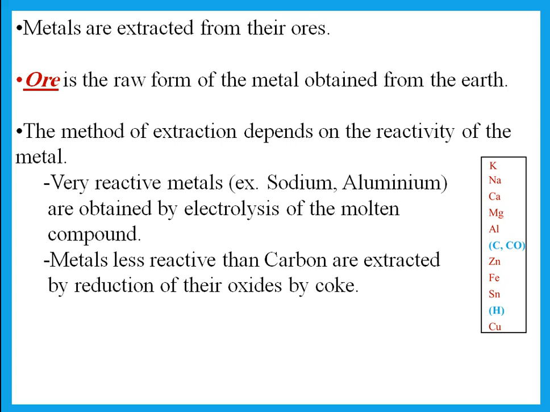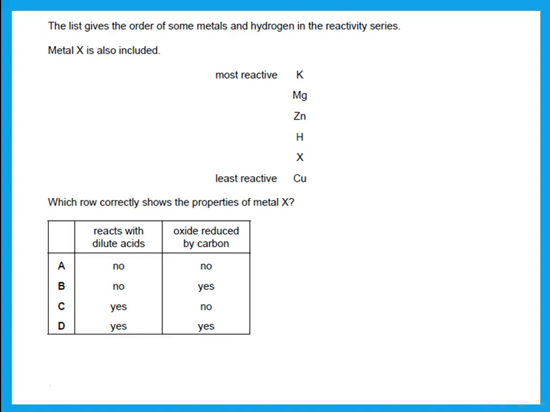Now, those that are less reactive than carbon can be extracted by reduction of their oxides by the raw form of carbon, or one of the forms of carbon, which is coke. So coke is a form of carbon. I can react it with oxides of zinc or iron or tin, and that will help to reduce these to form the pure metals. Okay, so let's take a look at a typical question regarding this idea.